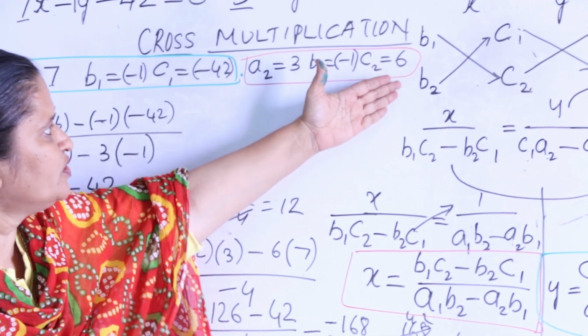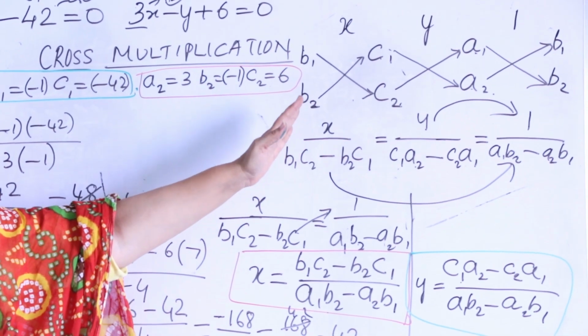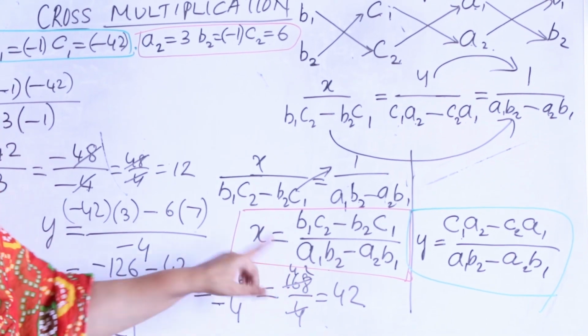So remember to use it like this. Borders C and A. Write like this and you can write the equation like this. You will get this kind of formula.